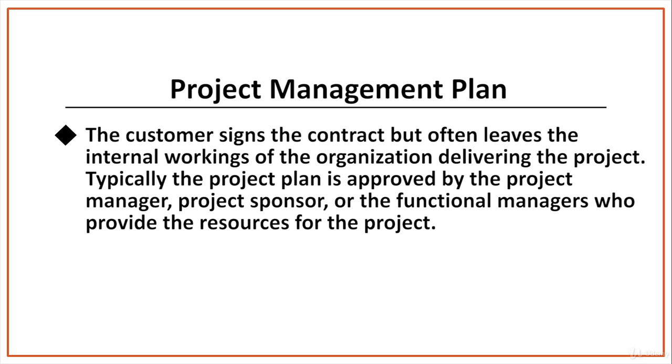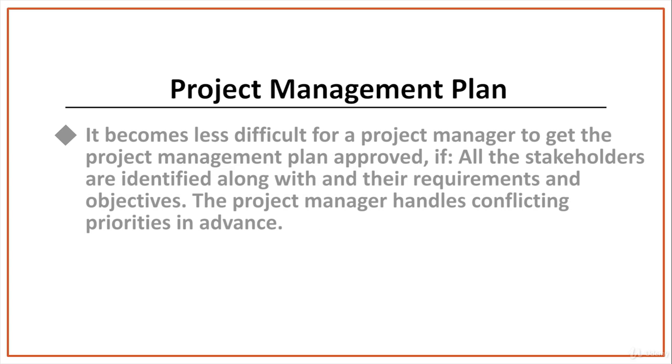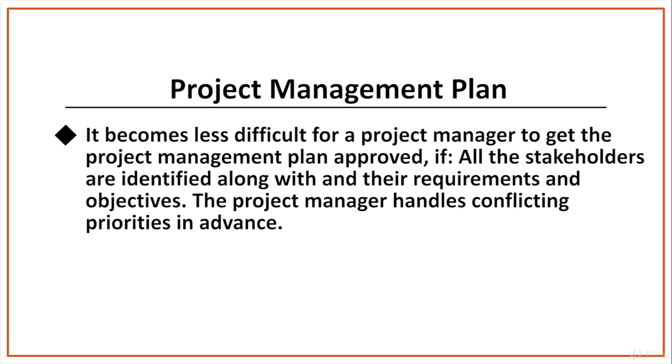Typically, the project plan is approved by the project manager, project sponsor, or the functional managers who provide the resources for the project. It becomes less difficult for a project manager to get the project management plan approved if all the stakeholders are identified along with their requirements and objectives. The project manager handles conflicting priorities in advance.